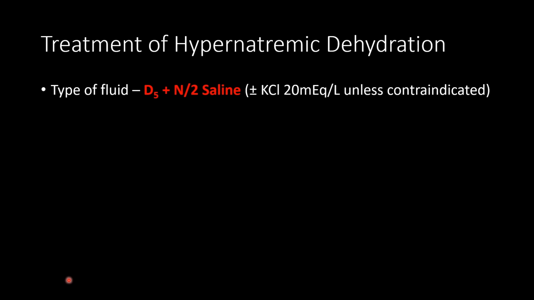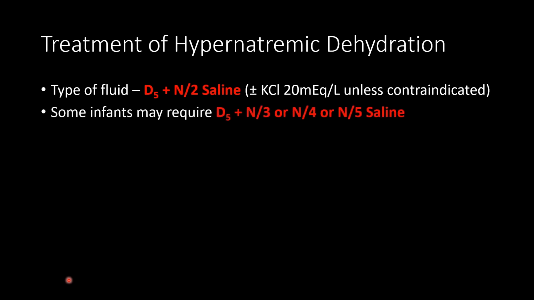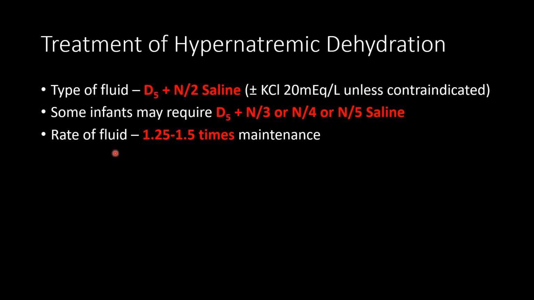Some infants may require 5% dextrose with N by 3 or N by 4 or N by 5 saline. And what will be the rate of fluid? The total amount of fluid, or rate of fluid, has to be 1.25 to 1.5 times the total maintenance fluid usually required for the child. That means we have to give some excess amount of water so that the concentrated sodium present inside the body gets diluted. We have to follow up closely and monitor because of the possible side effects of rapid correction. We have to do troubleshooting like this.